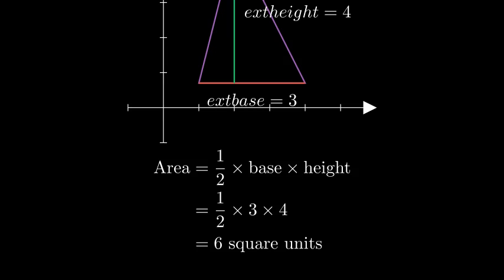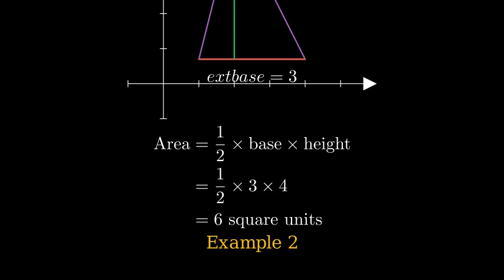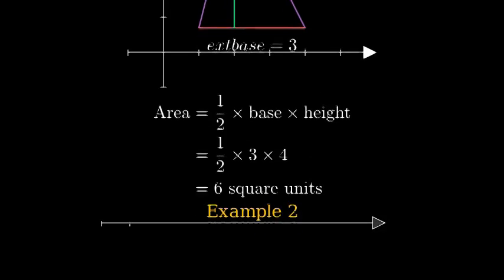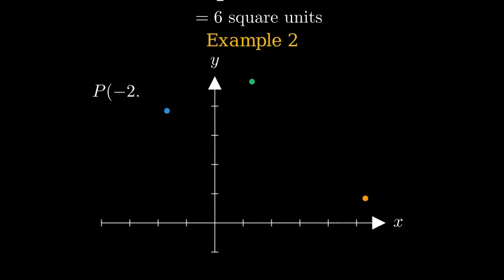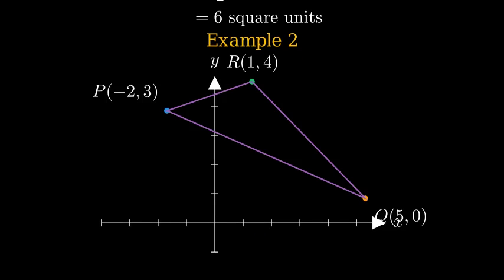Let's try another example to reinforce our understanding. Consider a triangle with vertices at P(-2, 3), Q(5, 0), and R(1, 4). Let's plot these points and form the triangle. Now, let's substitute these coordinates into our formula.